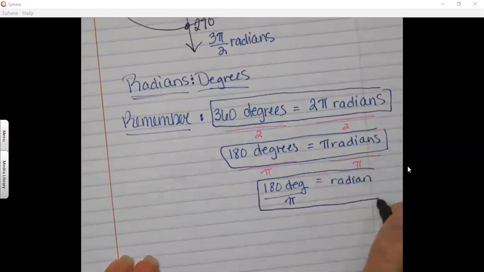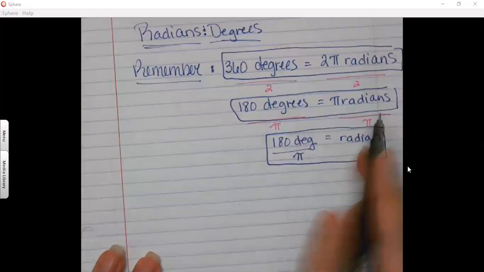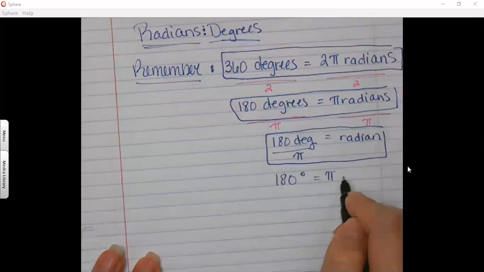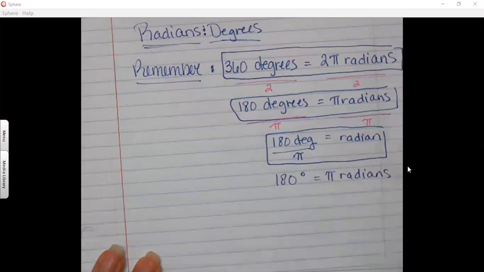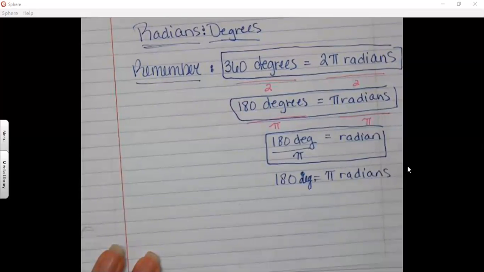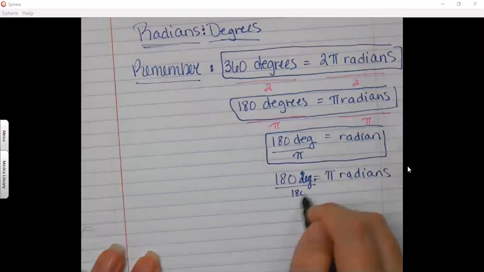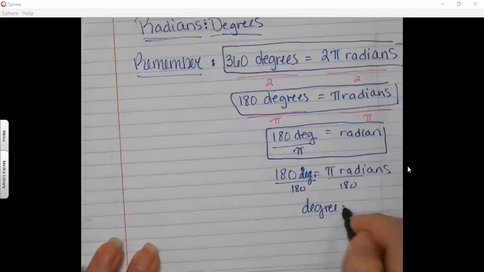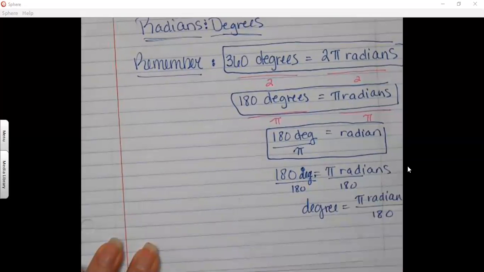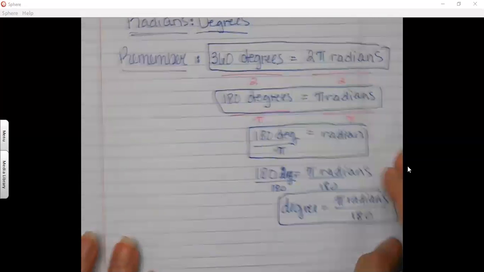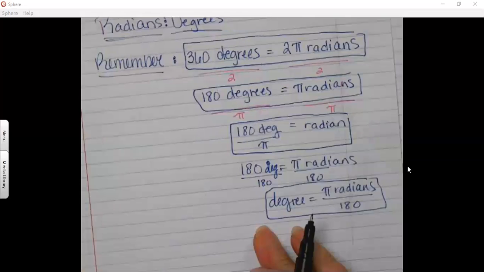Or if I wanted to isolate degrees, so let's go back up here, 180 degrees equals pi radians. I could divide both sides by 180, right? And 1 degree equals pi radians divided by 180. So we're going to use these conversions to help us convert mostly from degrees to radians.